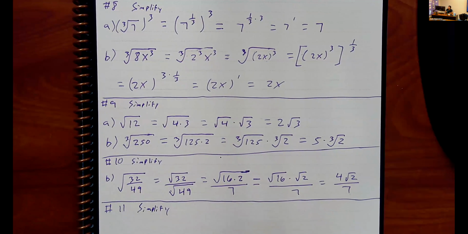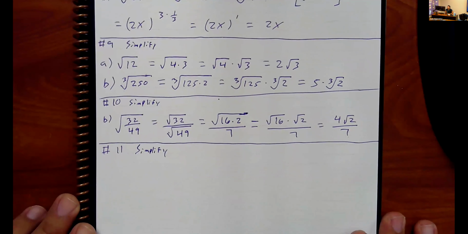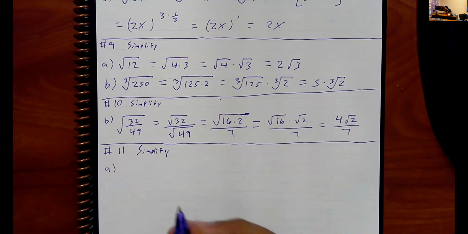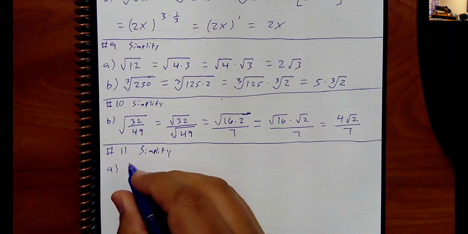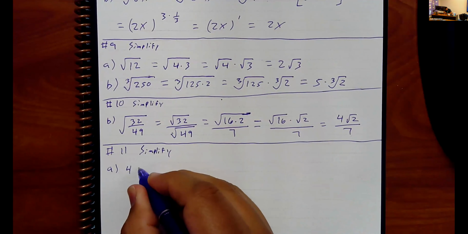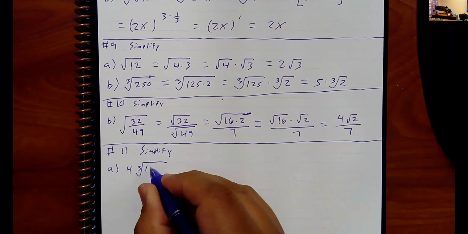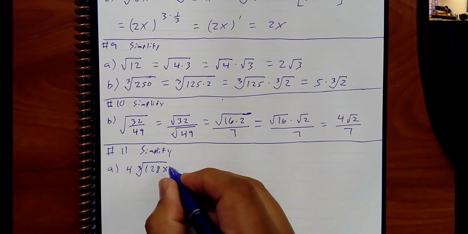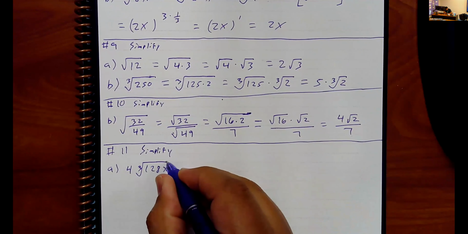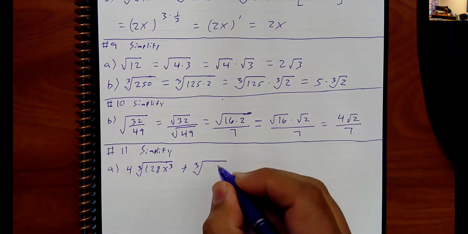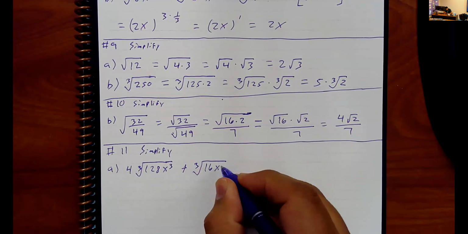Simplify. 4 times cube root of 128x cubed plus cube root of 16x cubed.